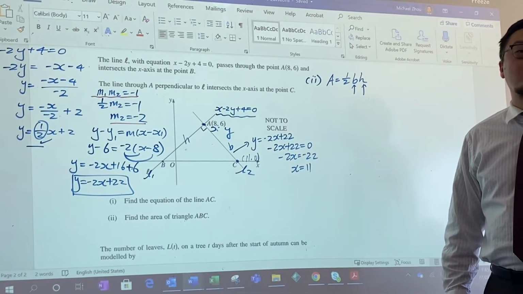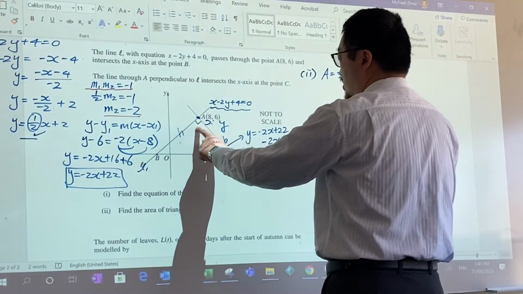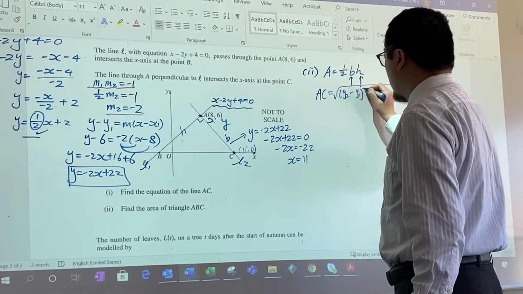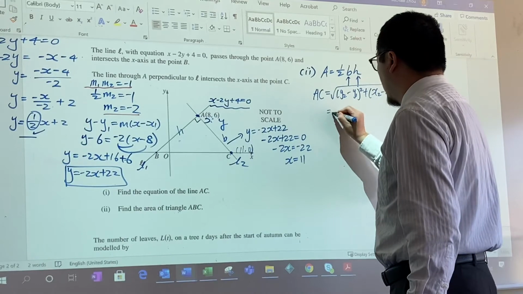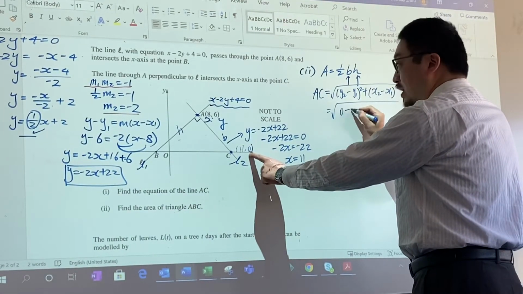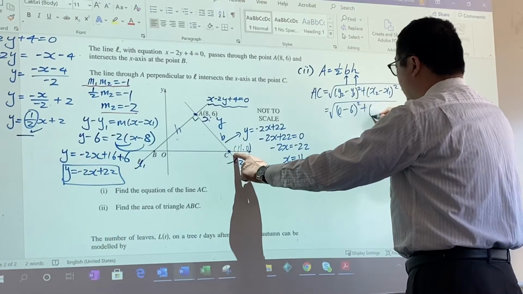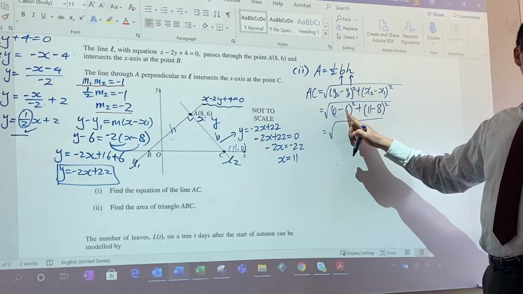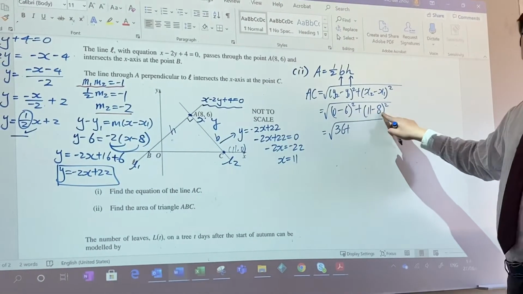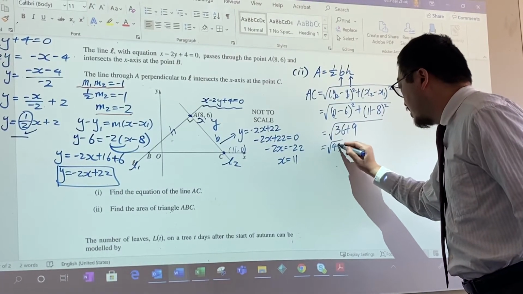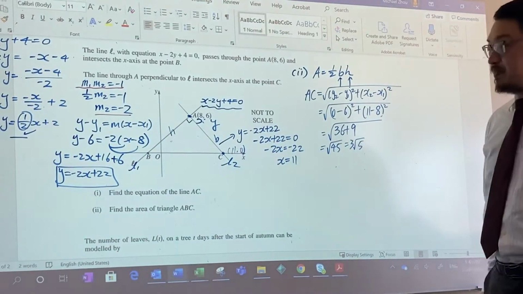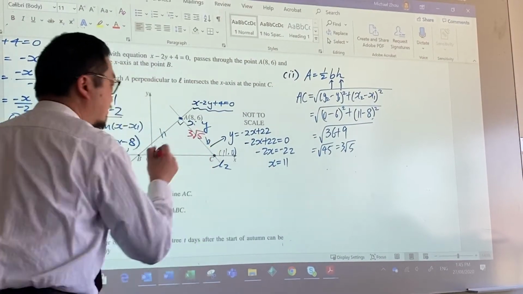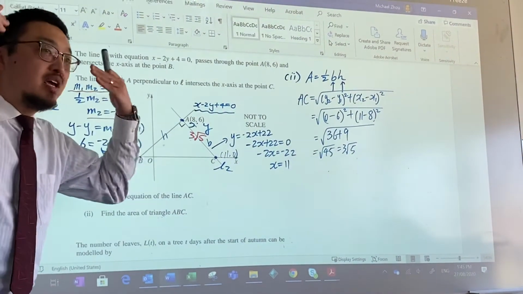So I know one point, I know another point. Distance formula. We're looking for the distance, so let's write it down. Let's call this AC. AC is the square root of y2 minus y1 squared plus x2 minus x1 squared. What's y2? y2 is 0. y1 is 6. x2 is 11. x1 is 8. People follow? 0 minus 6, minus 6 squared, 36. That's 3, 3 squared, 9. So that'll give you 45, and you simplify that, it's 3 root 5. That tells me this distance here is 3 root 5. I'm going to use exactly the same thinking to find AB.